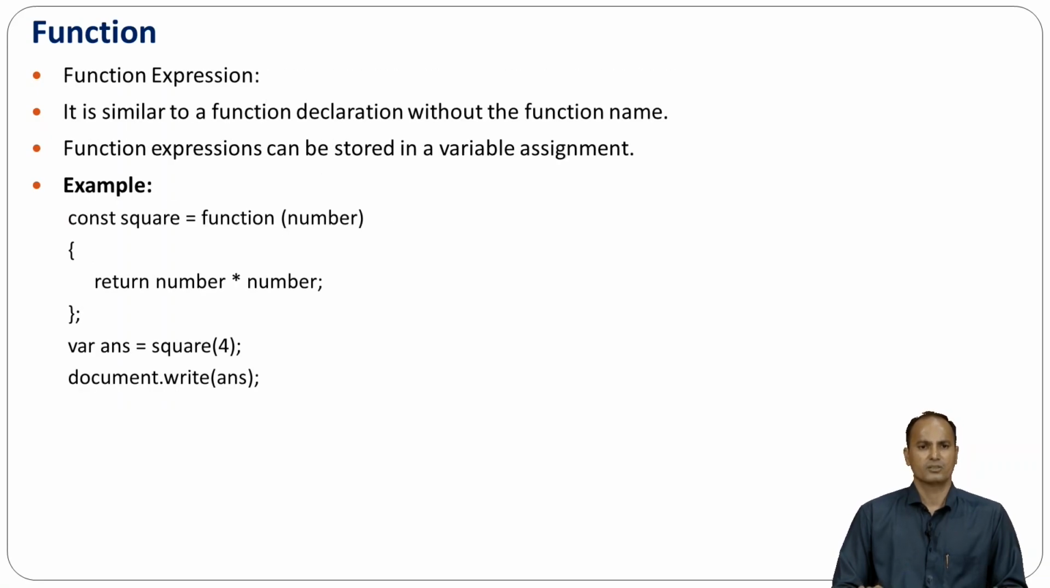In the same way, here we have a function with a return value: constant square is equal to function number, then we are returning the square of the number, and then the function is called and the result is written like that.